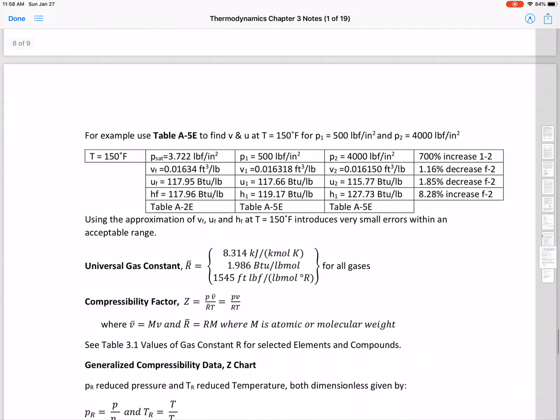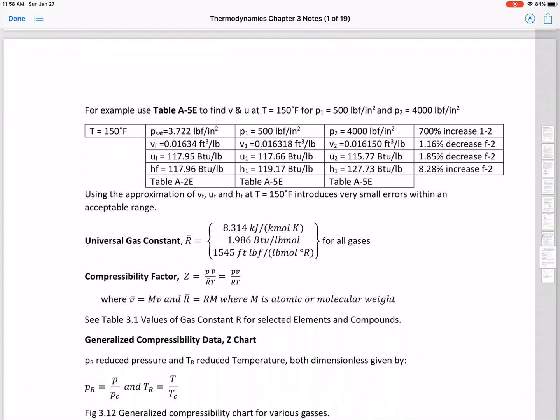But here's an example of that. So if we look at table A5E, and we have a temperature of 150 degrees Fahrenheit, and then this is the saturated pressure, 3.722 lbf per inch squared at the given 150 degrees Fahrenheit. And you can pause the video right now and go look at table A5E and see these values for 150 degrees Fahrenheit.